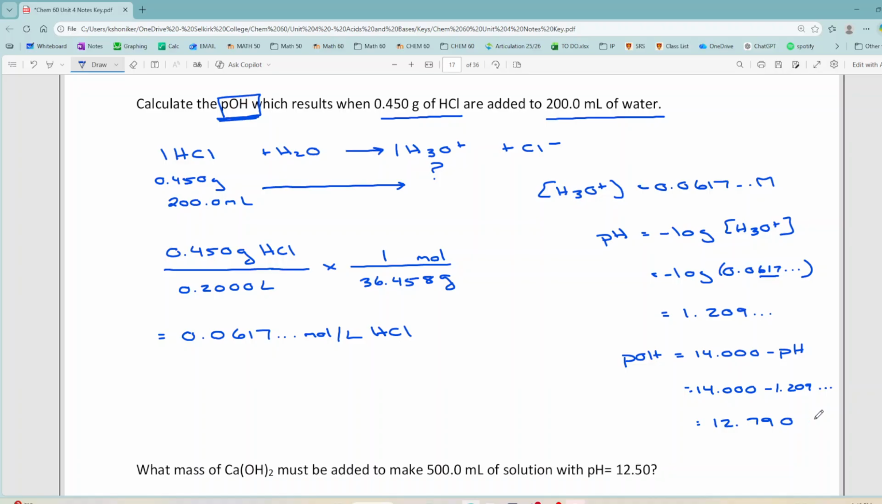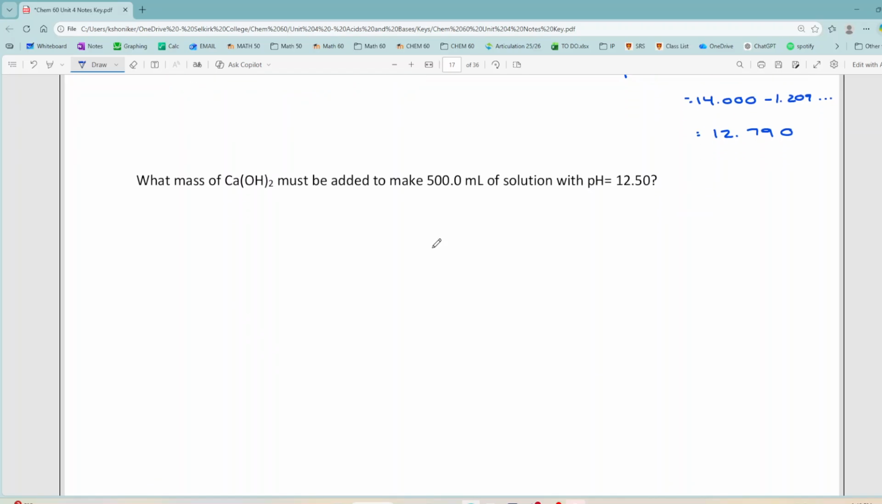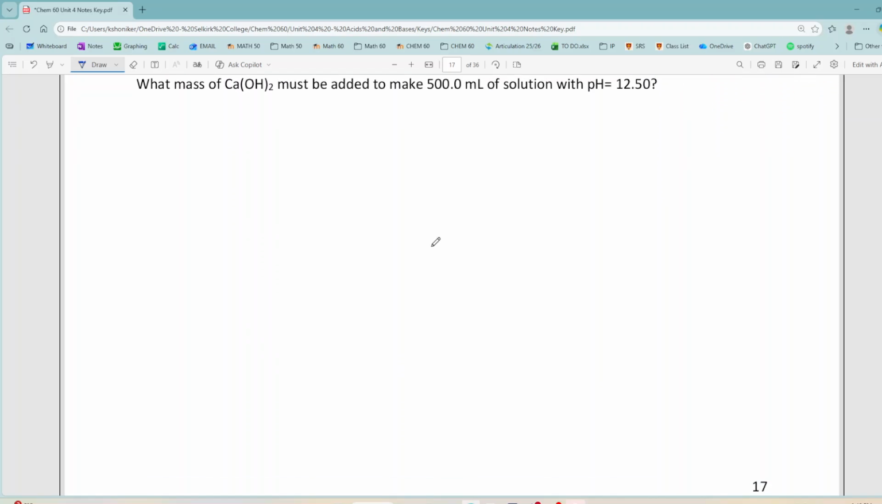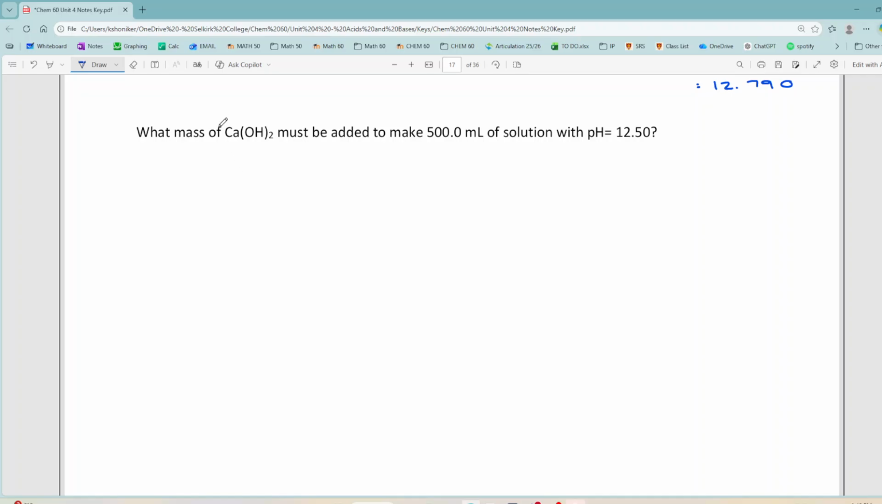And again, just keeping in mind that idea of acidic and basic, I like to look at pH. Obviously, this was a strong acid, so my pH is quite low, and this is a very acidic solution. All right, let's switch to a basic solution. Let's start with calcium hydroxide. So this question is a little bit different.